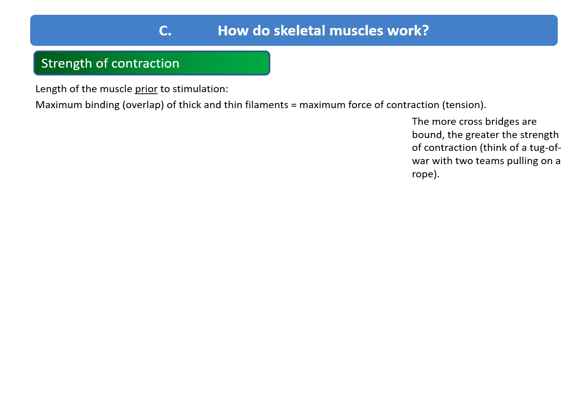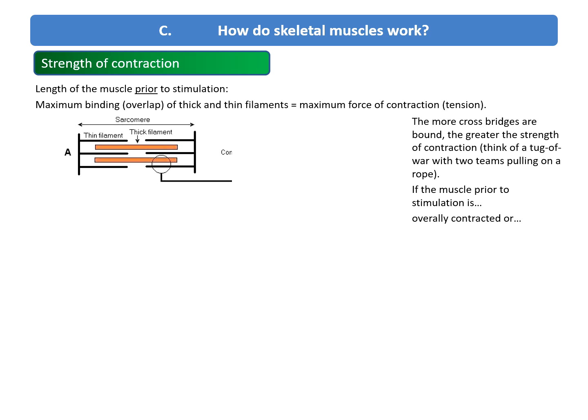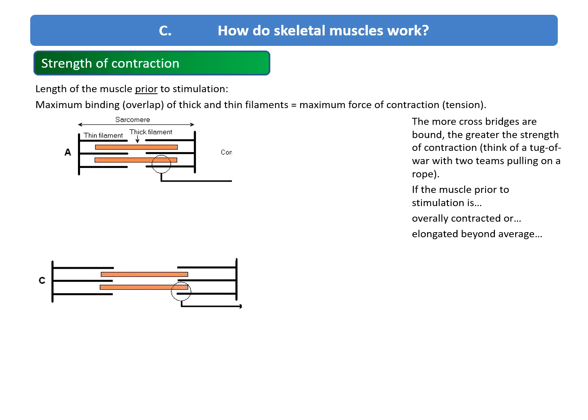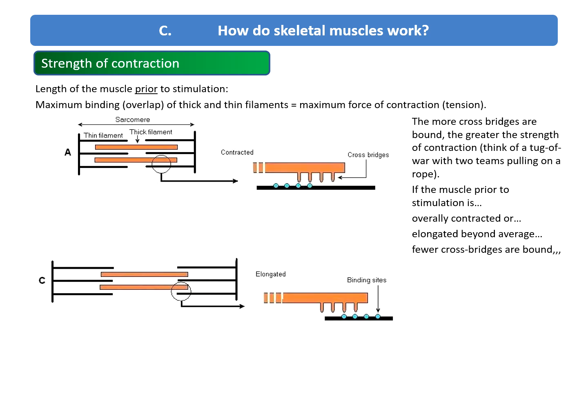Compare this to a tug of war with two teams. The more hands on the rope, the stronger the team can pull. If the muscle prior to stimulation is overly contracted or overly elongated, fewer cross bridges are bound. In both examples, you see two cross bridges bound to the binding sites. Contraction is weaker. We might say it's two cross bridges worth.